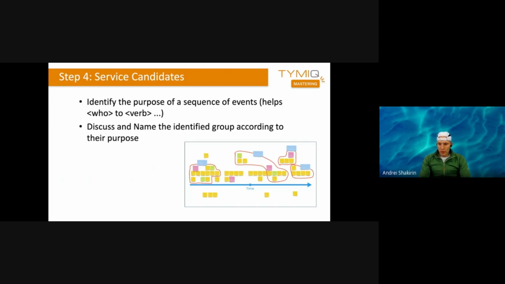Step number 4 is very important. We provide blue cards, and we try to group events with blue cards. The blue card has a sentence of who helps whom to do what. For example, this group of cards helps the user to log in or to register. This group of events helps the user to pay. This is how we try to find domains and subdomains, the events that belong together, and identify our bounded contexts in terms of domain-driven design.